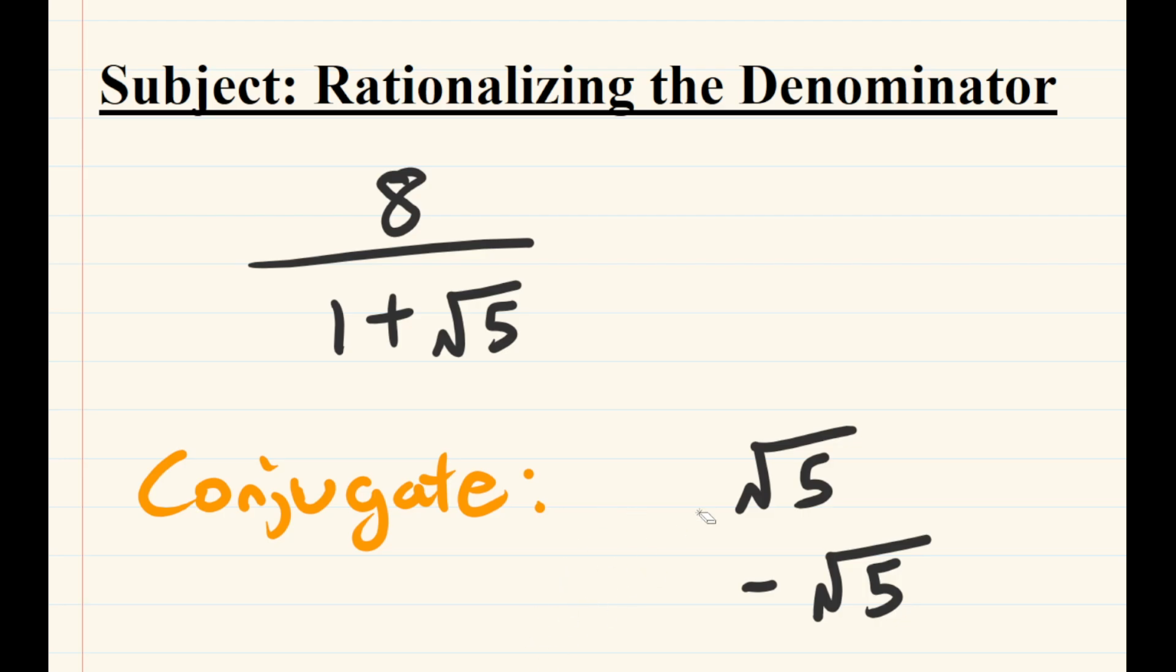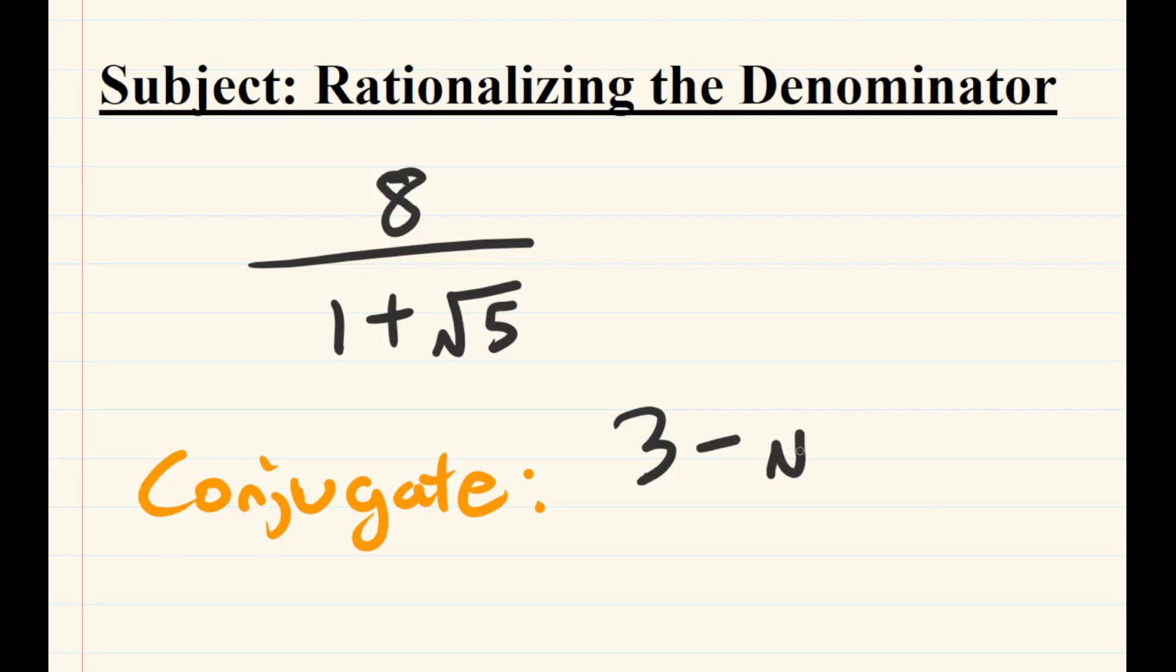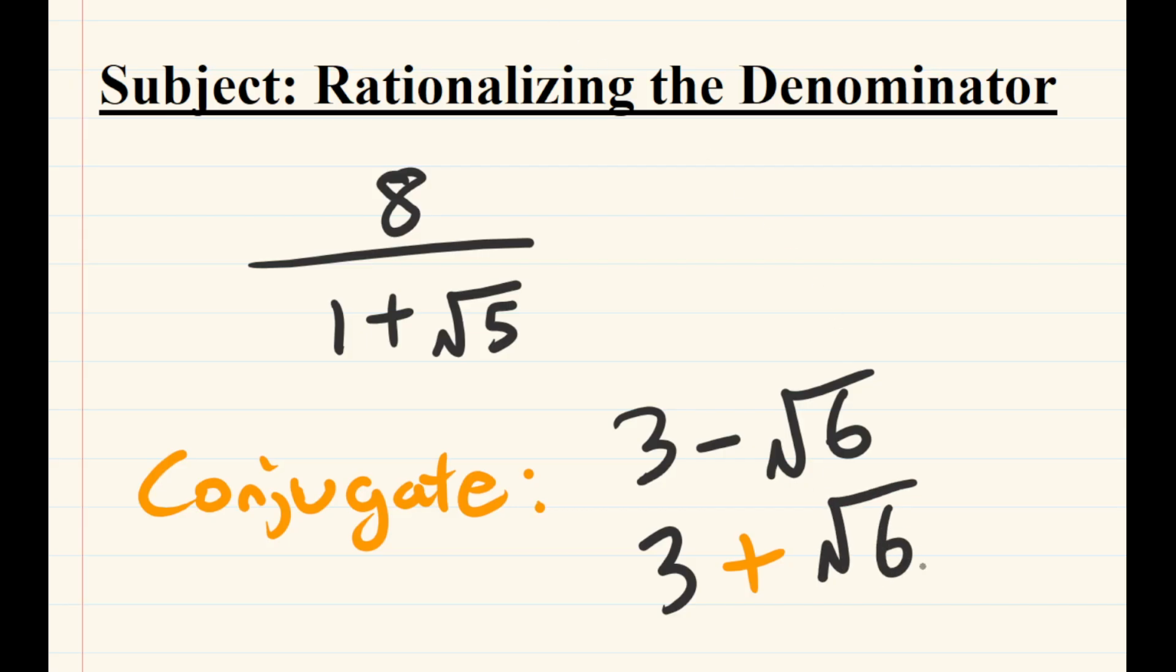And then, just as another quick example, let's say we wanted to find the conjugate of 3 minus radical 6. The conjugate of this is simply 3 plus radical 6. That is all a conjugate is.